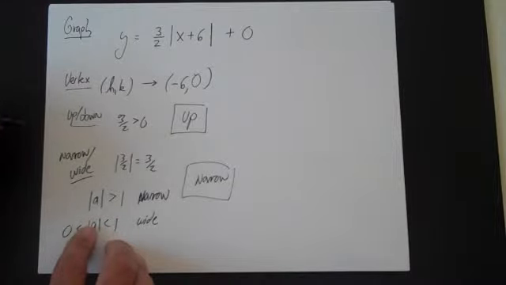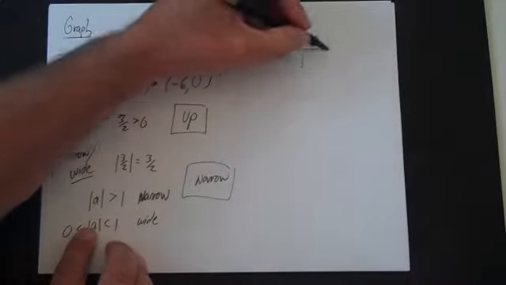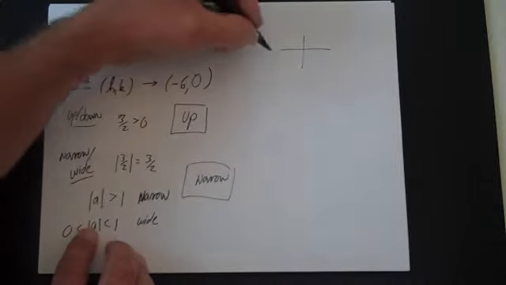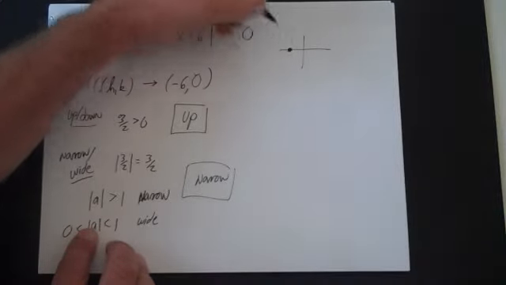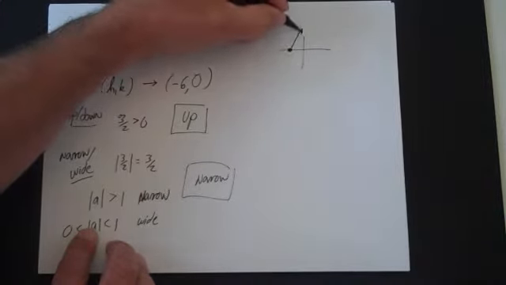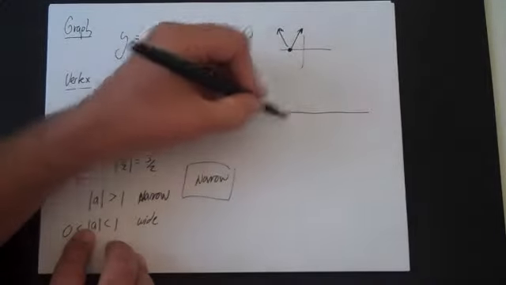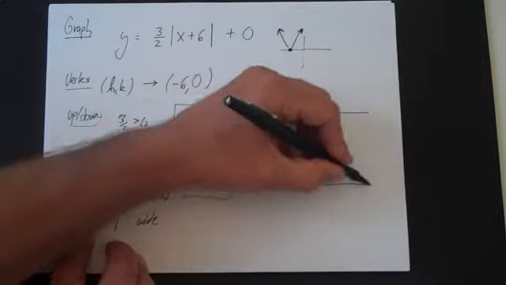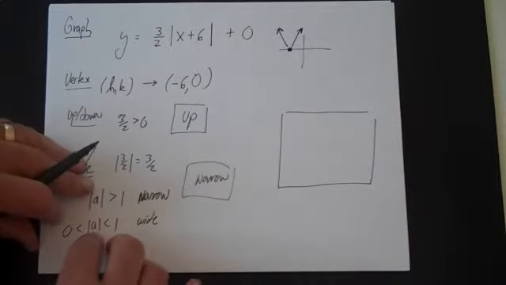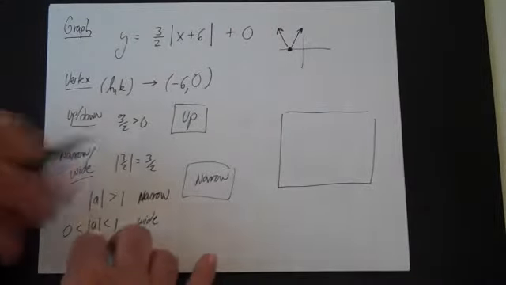You basically know what it looks like now, right? And if it's a multiple choice test, you might be able to stop here. Minus 6, 0 is about there. You know it opens up, and you know it's narrow, so it's going to look something like that. If you want to do a better graph than that, you would just do a table of values. Let's go to the next page and do a table of values.